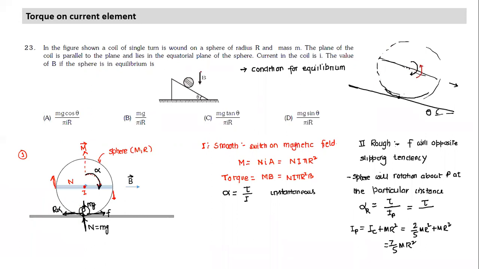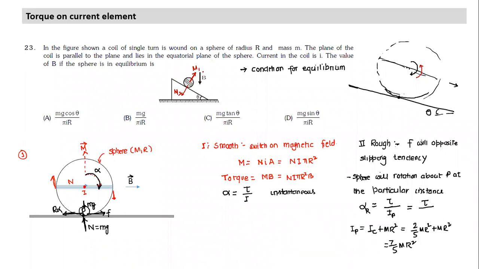So for M, two directions are possible. M has to be perpendicular to the area of the coil. Depending on the current direction, M could be upwards like this, or it could be downwards like this. So should it be upwards or downwards for rotational equilibrium?